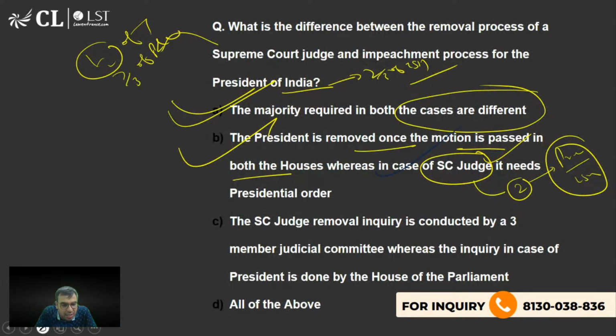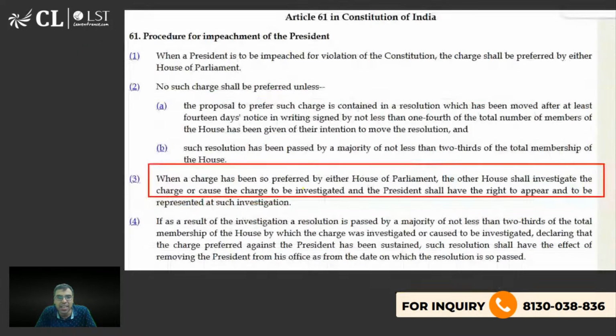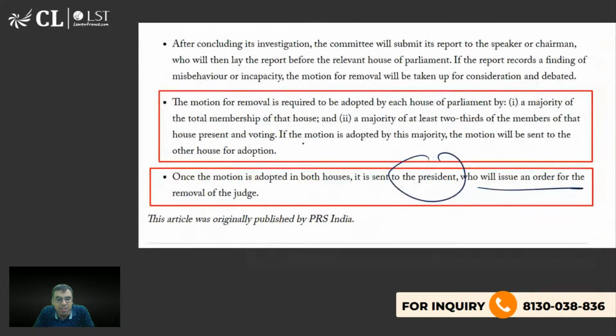The next is that the inquiry in the case of removal of a Supreme Court judge is done by a 3-member committee, whereas in the case of the president it is done by the other house. If the Lok Sabha has started, then the Rajya Sabha will investigate. If the Rajya Sabha has started, then the Lok Sabha will investigate. When a charge has been preferred by either house, the other house shall investigate the charge. So the right answer is D.